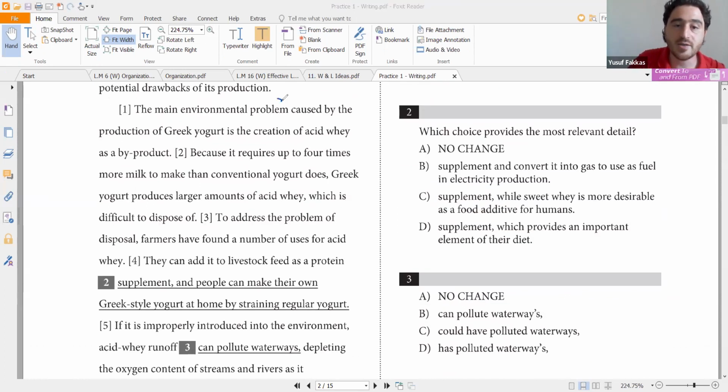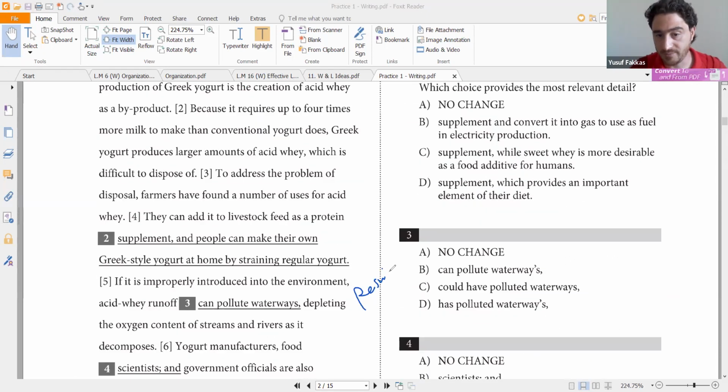So first of all, they told me about the problem. So it cannot be the first sentence because the first sentence is introducing the problem, and then the cause of the problem. Now, if we focus on the idea that we have in sentence number 5, actually, what are they telling us? They are telling us the results of the problem. Okay, what can happen? First of all, it can pollute the waterways. That's the first consequence of the problem. The second one, it will be depleting the oxygen content. There will be no oxygen anymore in streams and rivers and so on.